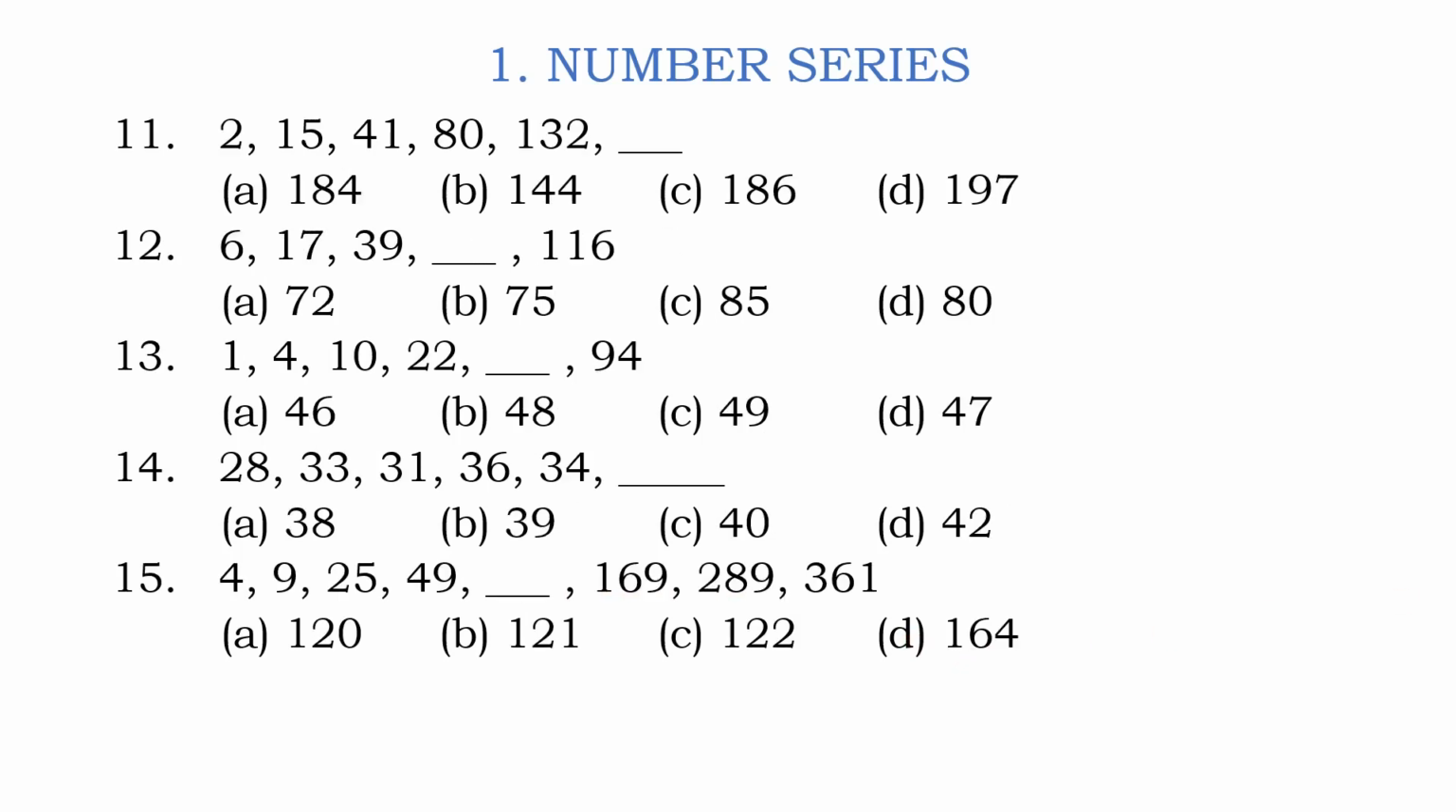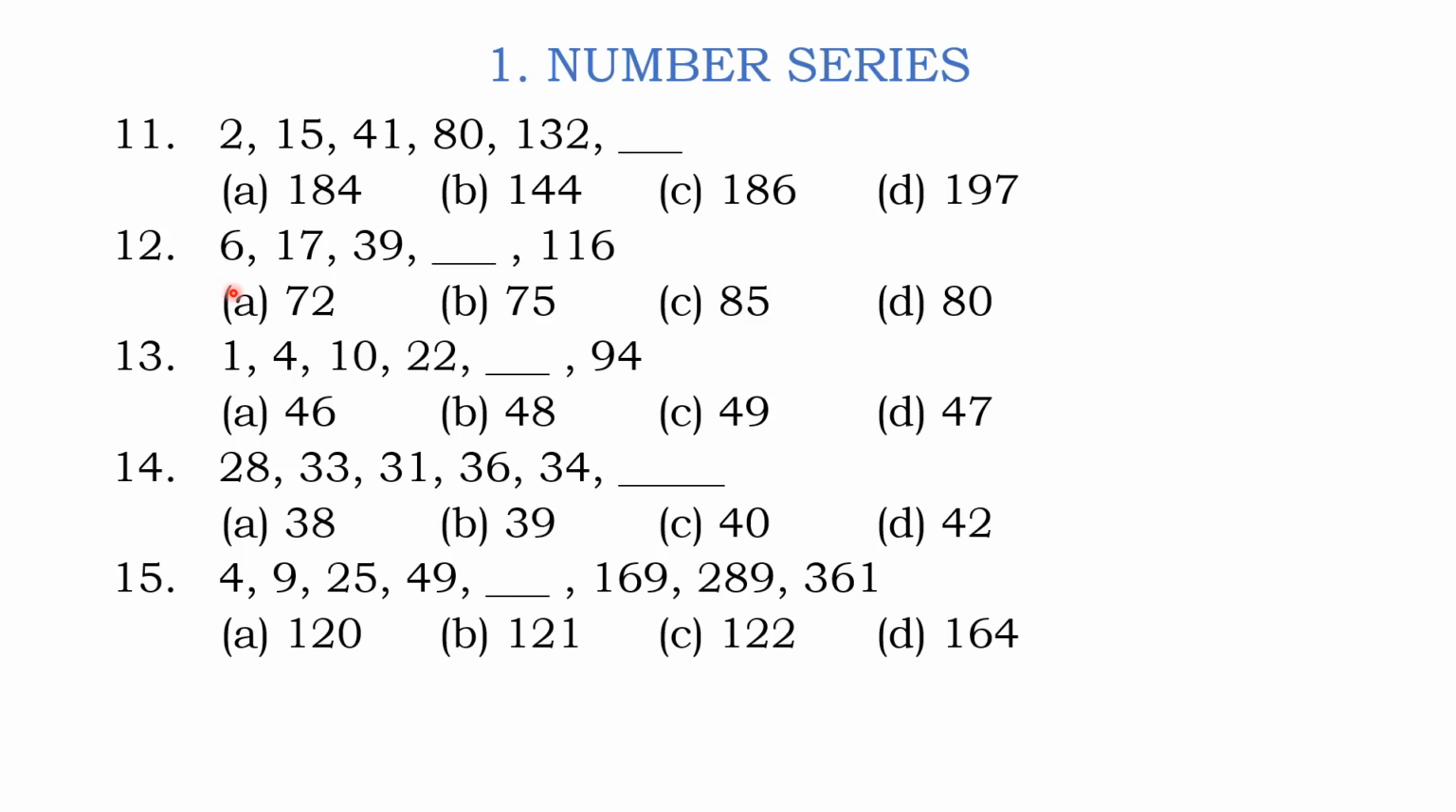And next problem, we have 2, 15, 41, 80 and 132. Here the successive differences between these numbers are 13, 26, 39, then 52. So the next difference should be 65, which is 13 times 5, from the table of 13. So 132 plus 65 is 197. So the answer is D.